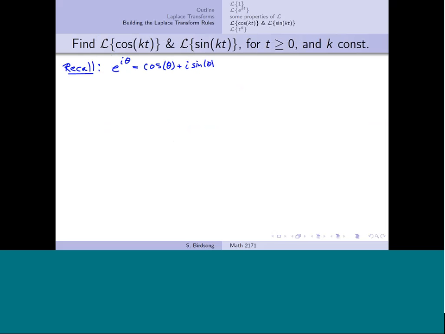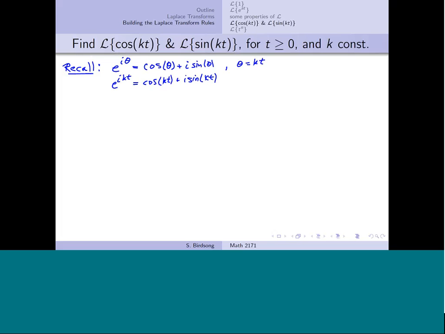Now for us, we want to compute the Laplace transform of cosine of kt and sine of kt. So we're actually going to plug in theta equals kt. I'm just going to write that out for us. So e raised to the i times kt gives us cosine of kt plus i times sine of kt. Wow, that was a terrible k. Let's try to fix that just a little bit so it's actually readable. So that's the background that we need.